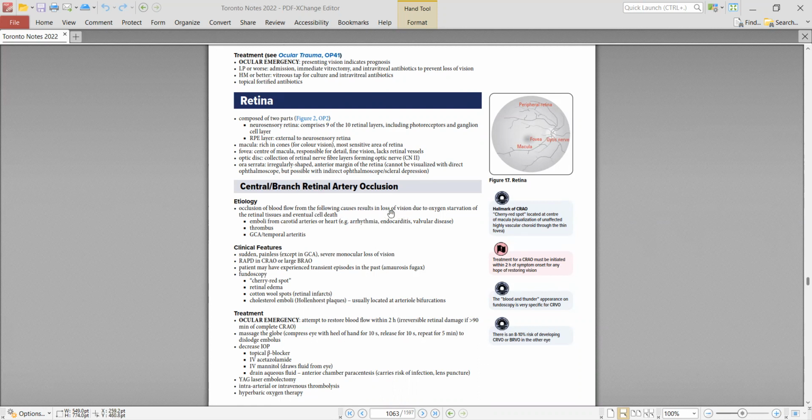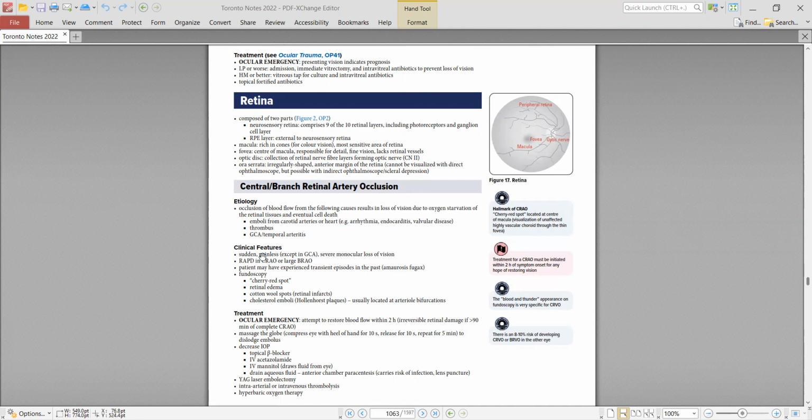So what will happen is that if there is any thrombosis, retinal artery occlusion, it is usually with thrombosis. Any thrombus, or the thrombus will come from any site, that's emboli from the carotid arteries or the heart, endocarditis, valvular disease. So emboli from those places can come and cause CRAO. CRAO will have cherry red spot, giant cell arteritis or temporal arteritis, sudden painless loss of the vision with the severe monocular loss of the vision.